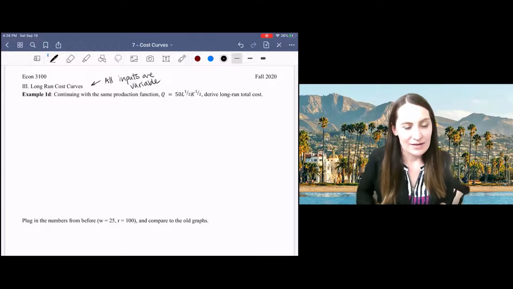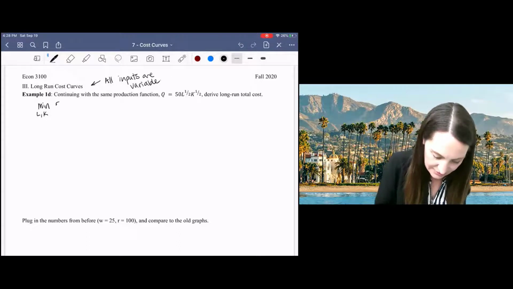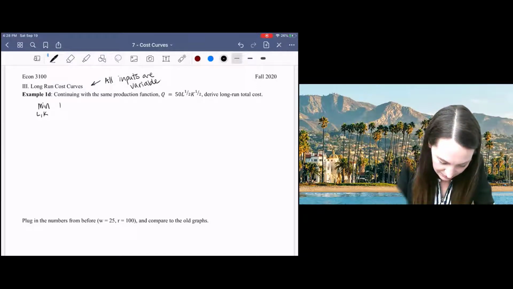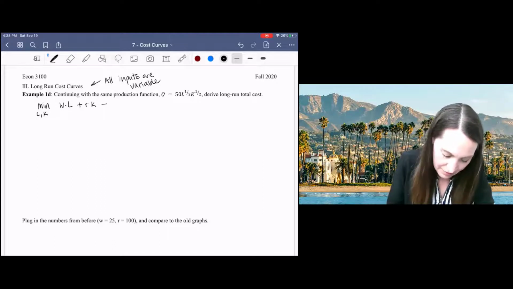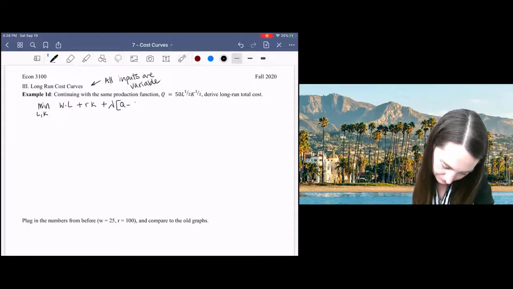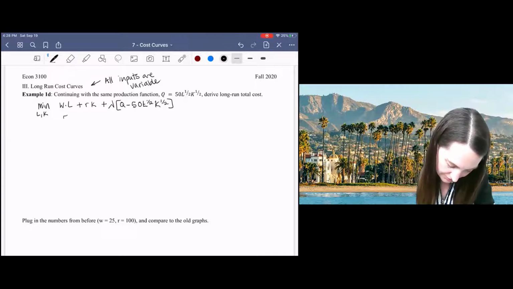All right, so first we have to set up our cost minimization problem to derive the labor and capital demand curves for this production function. So we want to minimize total cost, which is wages times labor plus rents times capital. Plus we have a constraint, which is our production function. So we've got 50L to the 1/2, K to the 1/2. And then we'll take our first order conditions with respect to labor and then capital.